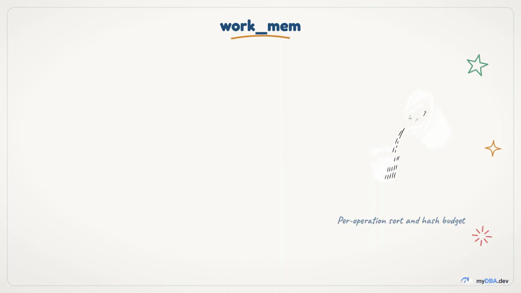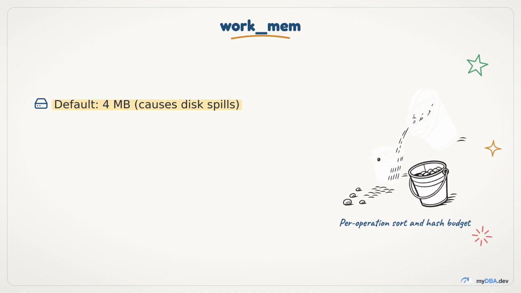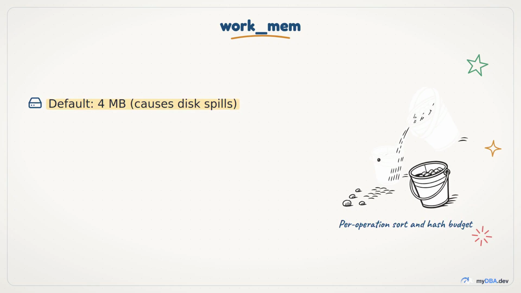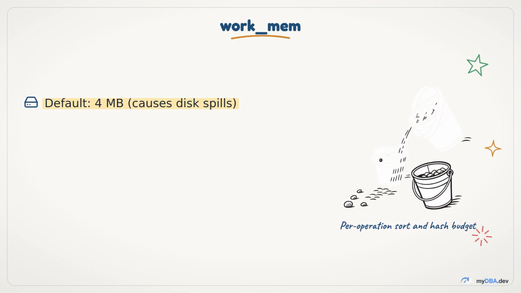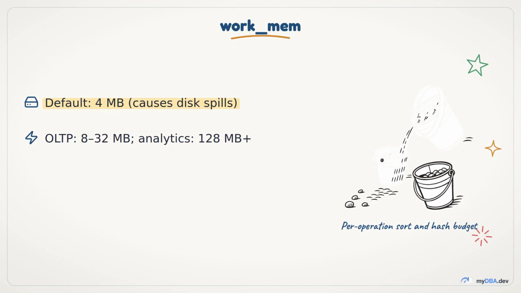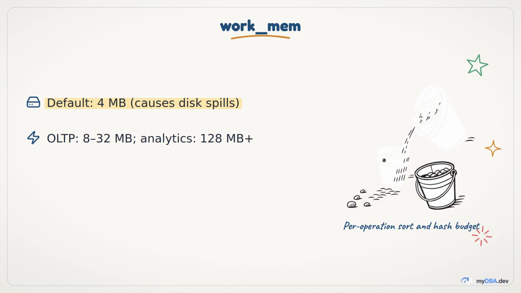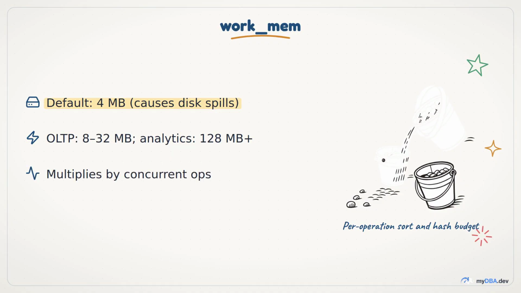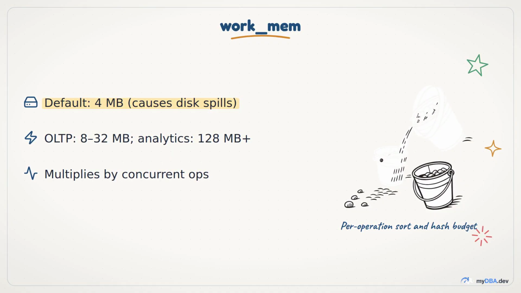Workmem controls how much memory each sort or hash operation gets before it has to spill to disk. The default is 4 MB in standard Postgres, but check your version and distribution. That's going to cause spills on pretty much anything real. For OLTP workloads, try 8 to 32 megs. Analytics? Start at 128 and go up from there. Just remember this setting multiplies by however many operations are running at once, so you can't just set it to a gigabyte and call it a day.